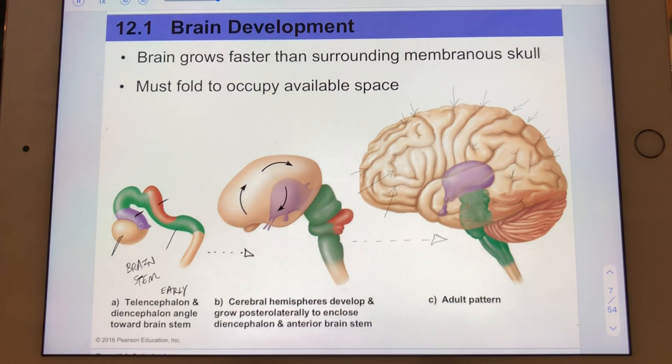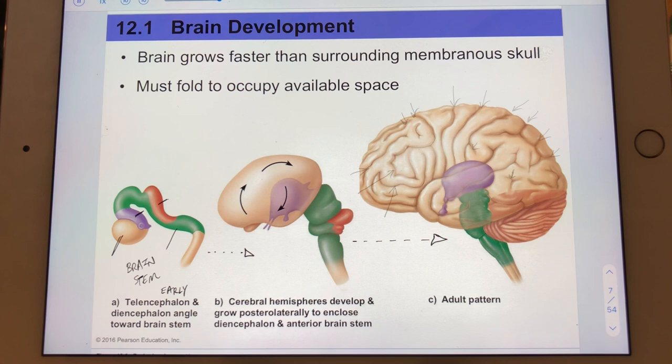Not only does the telencephalon get big, big, big, and rotate back, back, back, it ends up such that it ends up enveloping the diencephalon. It also ends up enveloping the midbrain and a good portion of the pons. So it envelops part, at least, of the brainstem, okay? And it gets so big inside a limited container.